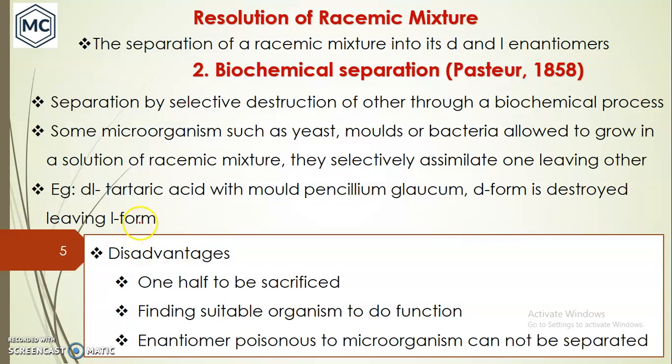But this has some disadvantages. One is that half of the enantiomer is sacrificed. Second, finding a suitable organism to do this function is difficult. Third, in some cases the enantiomer is poisonous to the microorganism, so it cannot be separated.